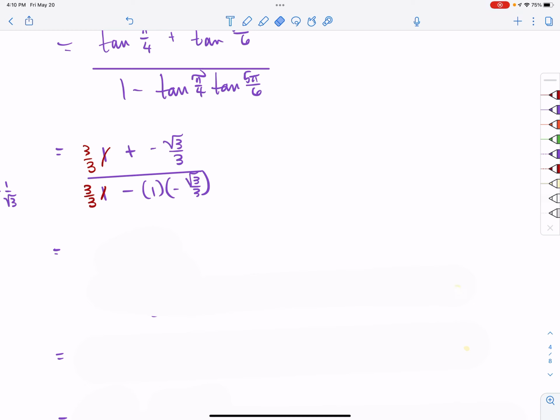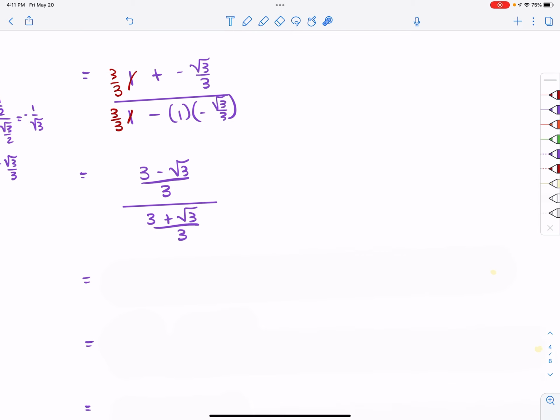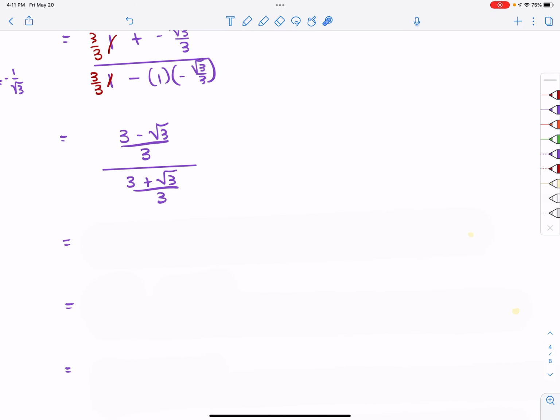So that's going to be what's on the top, 3 minus root 3 all over 3. And then on the bottom, I'm going to have a 3 plus, because two negatives make a positive, 3 plus root 3 all over 3. So here's my 3 plus root 3 all over 3. Now, this is still improper math because anytime you have this, you don't want a fraction within a fraction. So let's go ahead and multiply by the reciprocal. So that will be next.